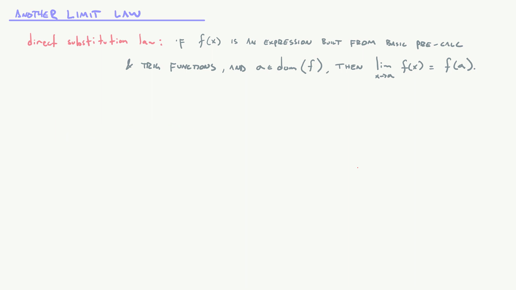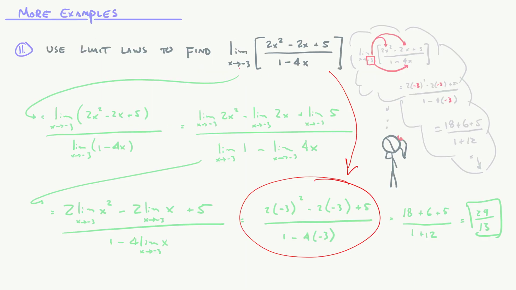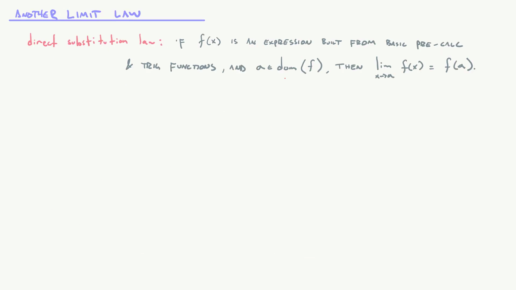and a is in the domain of the function that we're looking at. If we go back, a is in the domain of this. Negative 3 is in the domain. It does not produce 0 in the denominator, and that's all you need to be in the domain of a rational function. Then the limit as x approaches a of f of x is the same as just f evaluated at that thing you're approaching, f of a.